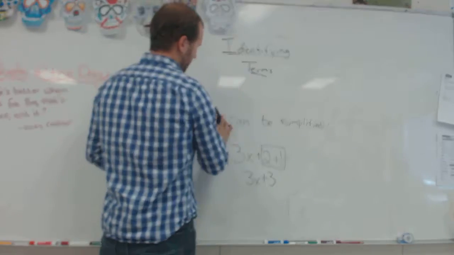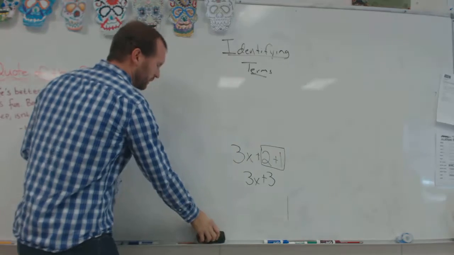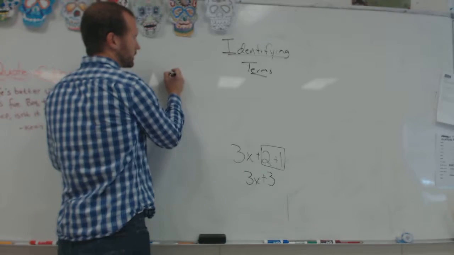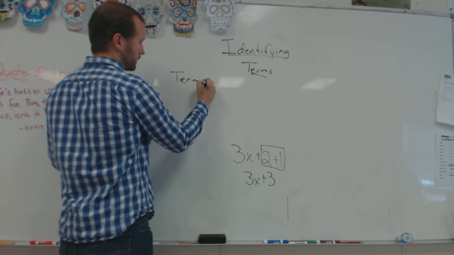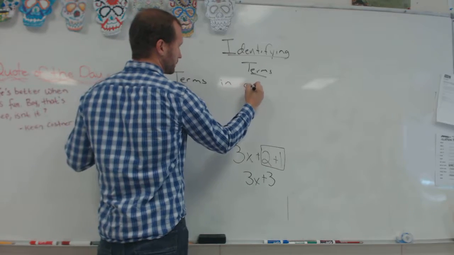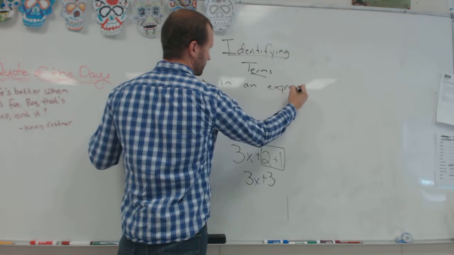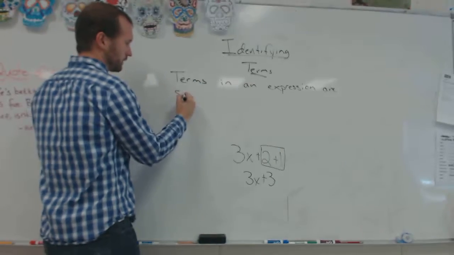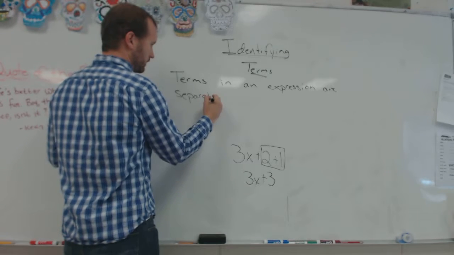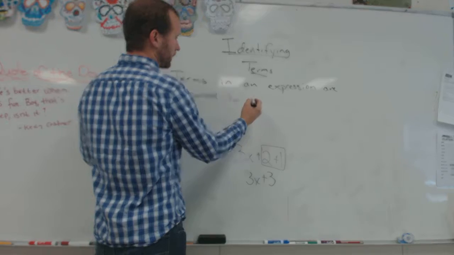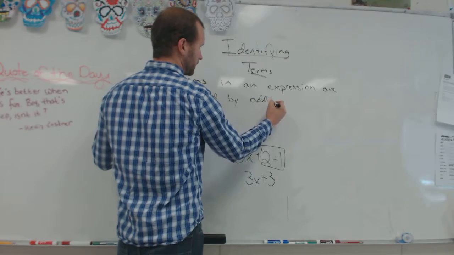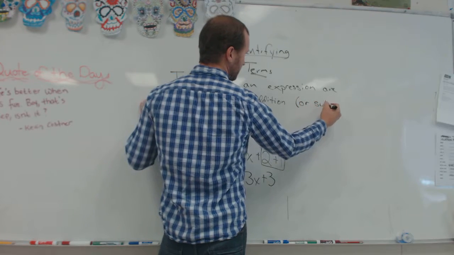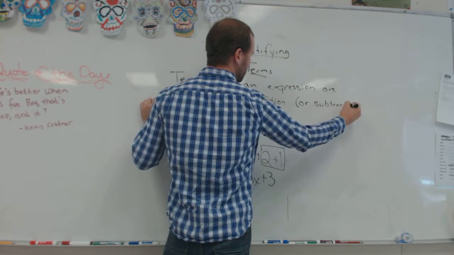So, in order to really understand how to simplify things, you have to be able to identify terms. Terms in an expression are separated by addition, and I'm going to say or subtraction in parentheses, and you'll see why I put that in parentheses.